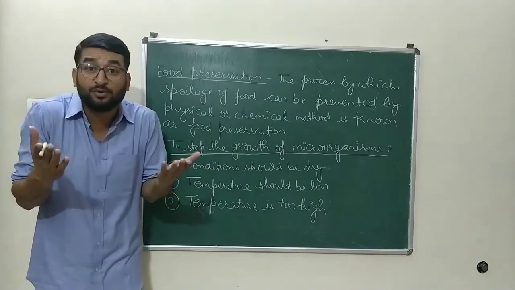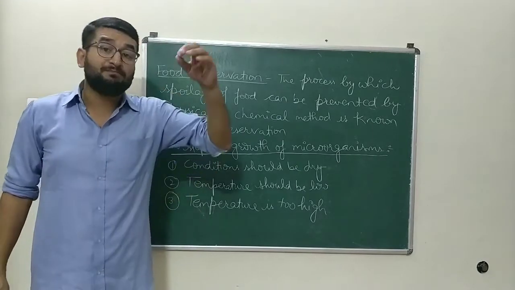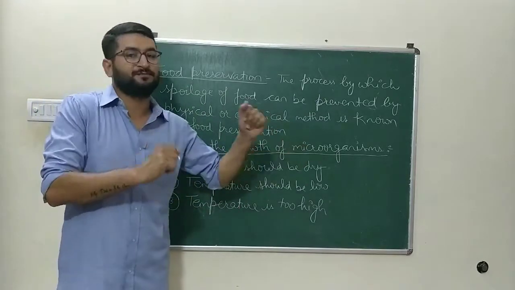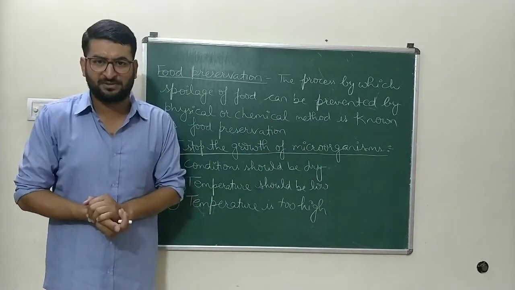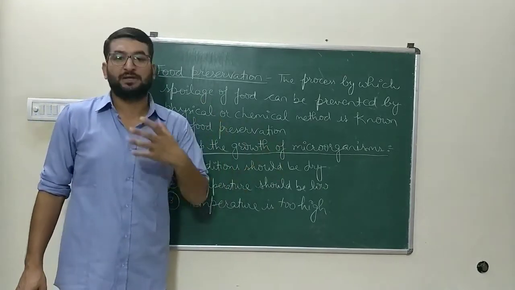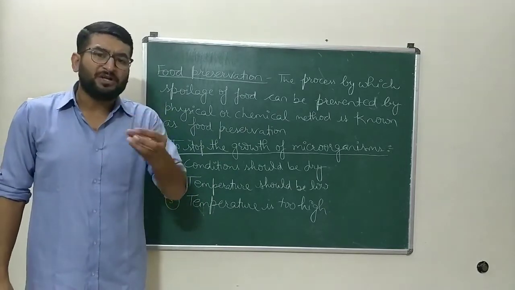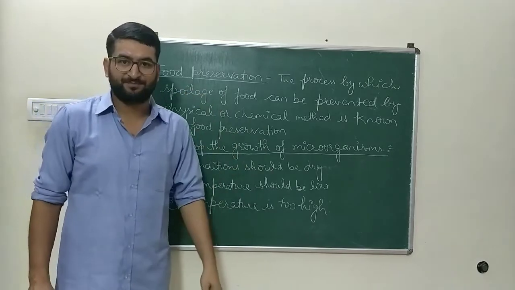Why are we stopping the growth? Why are we preventing the growth of microorganisms? Because these microorganisms are responsible for the spoiling of food. So if we stop the growth of those microorganisms, we can stop the food spoilage. We can stop the food poisoning. So now we'll discuss on what basis we stop the growth of microorganisms.